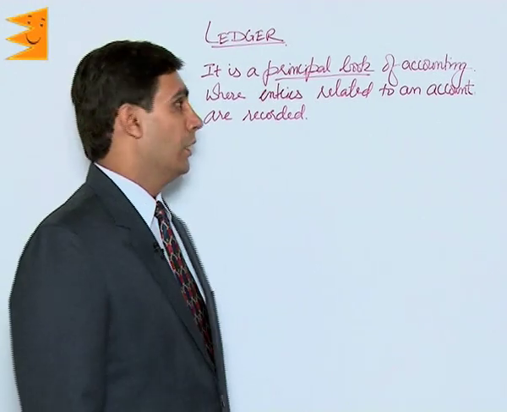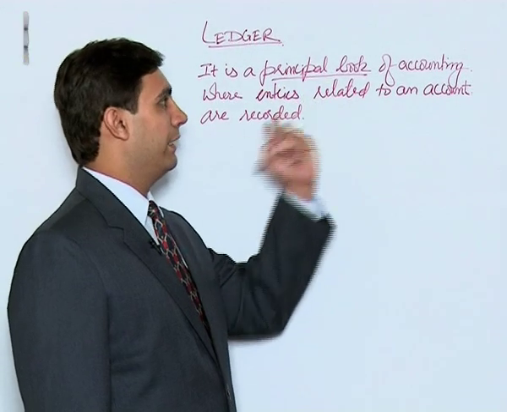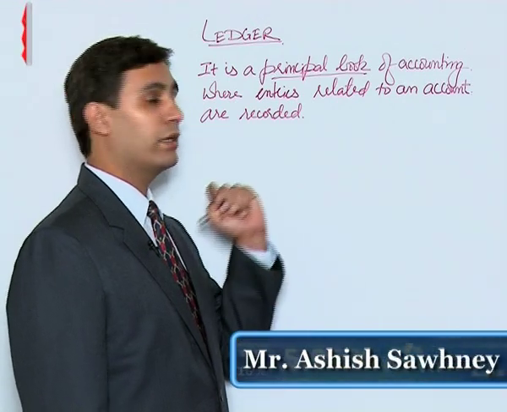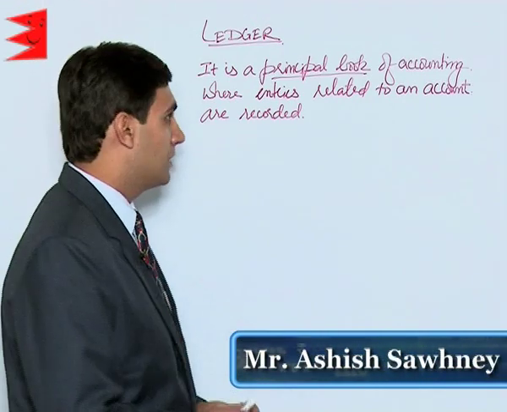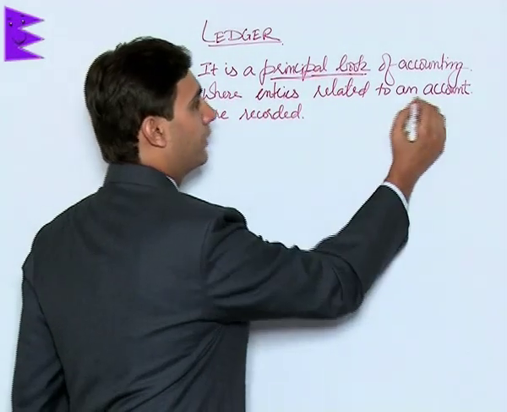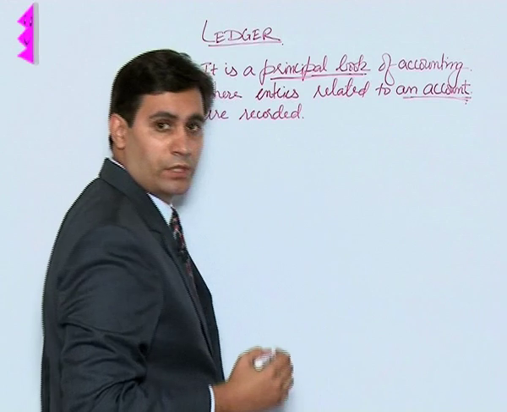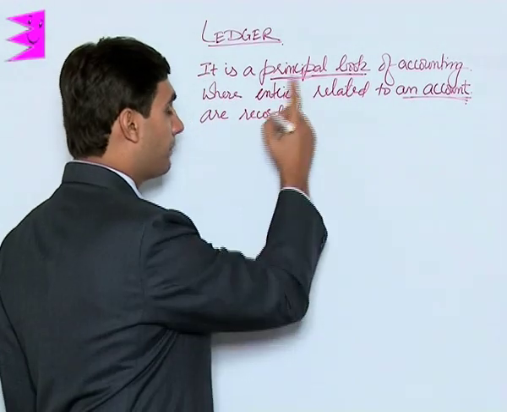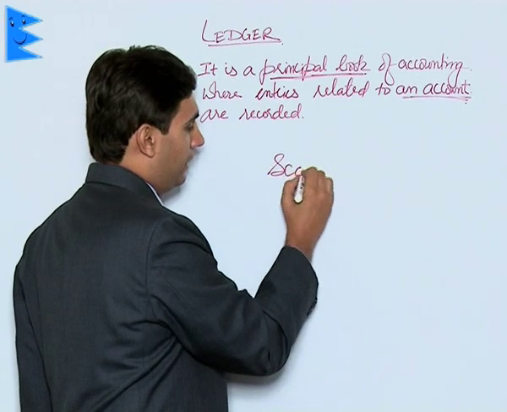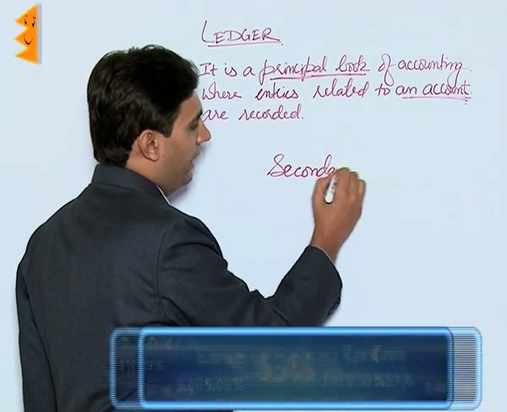Ledger. Ledger is a book of principal entry in which accounting entries related to an account are recorded. Now students, remember, it is a principal book where entries related to an account are recorded. Now students, remember, it is a principal book, but it is a book of secondary entry.